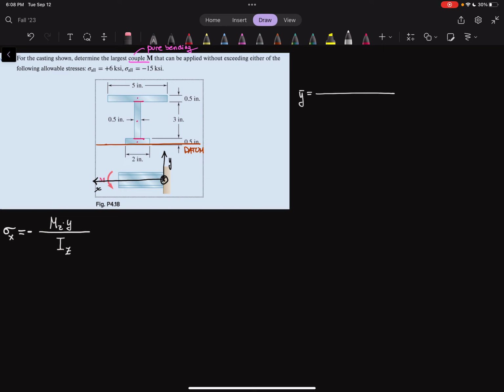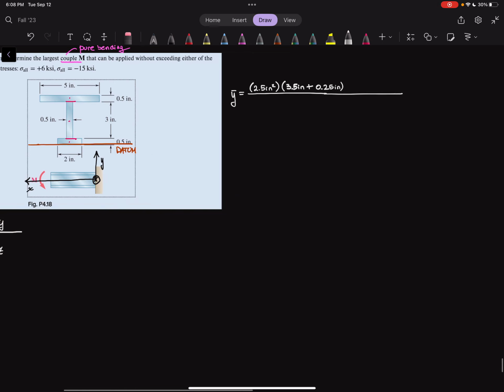So for the first one, the area is 5 times 0.5, that's 2.5 inches squared, and we're going to put the y coordinate with respect to our datum. So that's going to be 0.5 plus another 3 plus another 0.25. That's 3.5 inches plus another 0.25 inches, right? I'm just going to write it down because I'm probably going to mess it up.